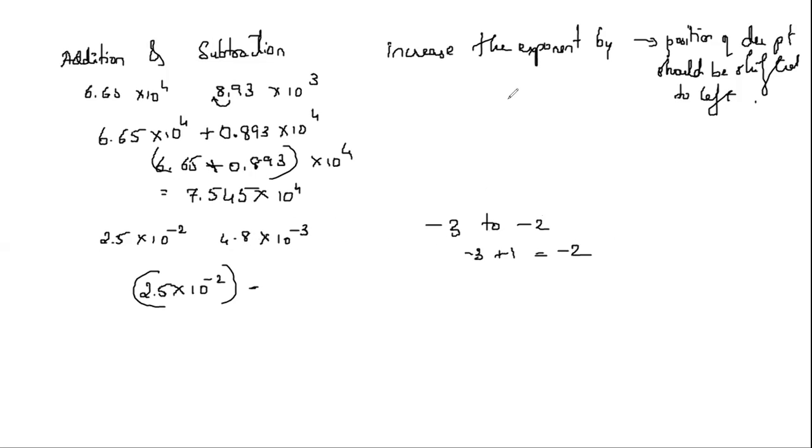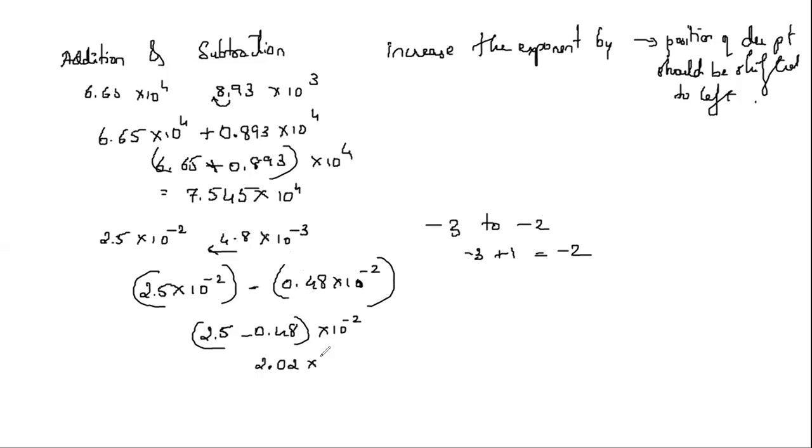So what I need to do if I want to increase the exponent? Move the position to the left. So it will be 0.48 into 10 raised to minus 2. So it will be 2.5 minus 0.48 into 10 raised to minus 2. And the answer would be 2.02 into 10 raised to minus 2. Understood? So if you want to increase the exponent, the position of the decimal point should be shifted to the left.